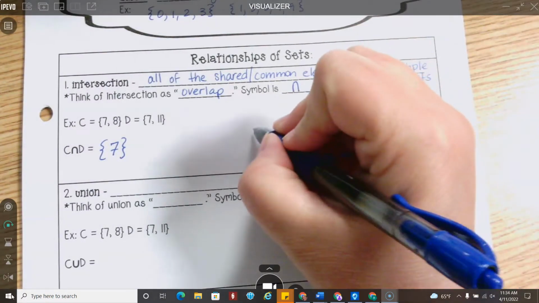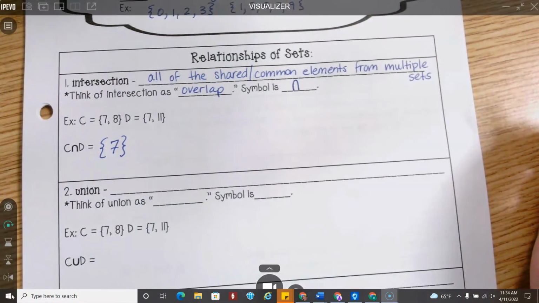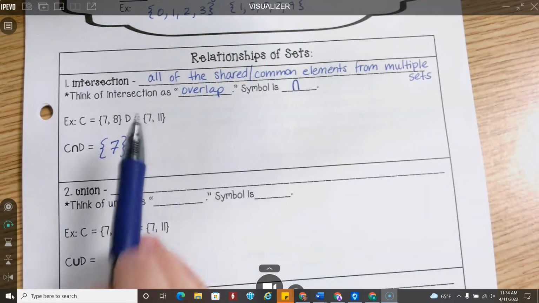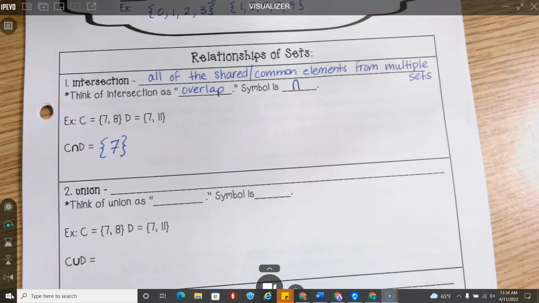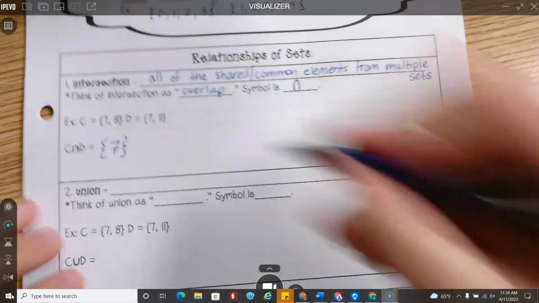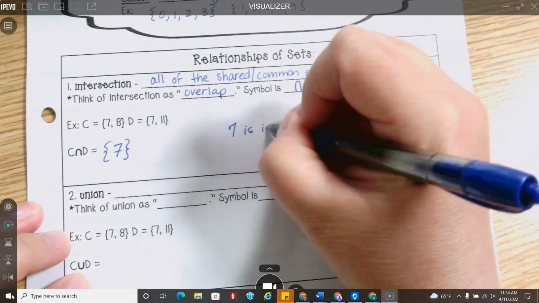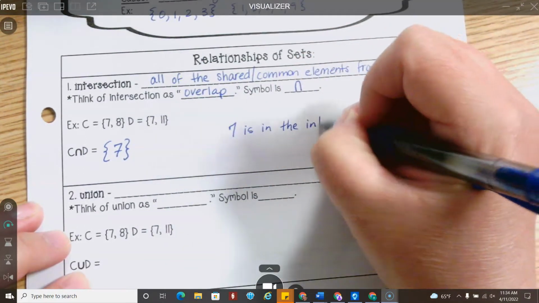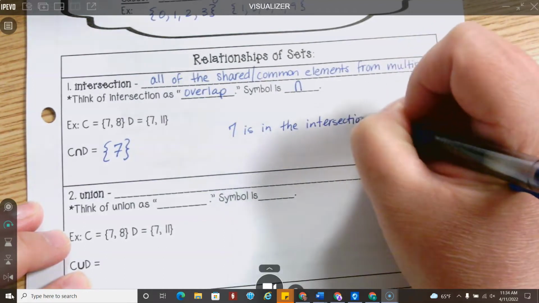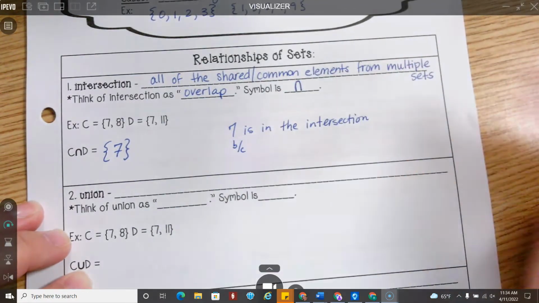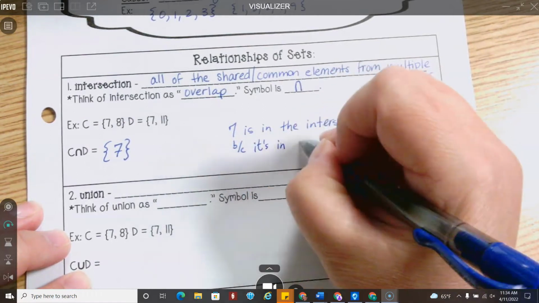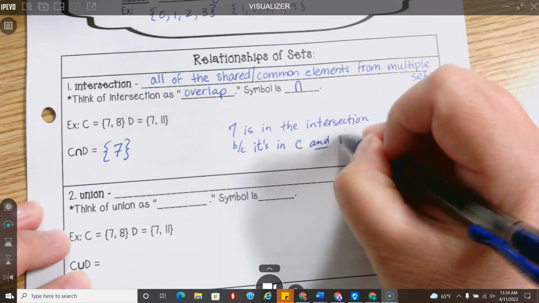Okay, so sometimes we talk about intersection as being "and," and it's not just "and." There's a very specific way we have to talk about how it's "and," because it's not "and" like this group and this group. It's more like individual membership. My element is a member of the intersection if it's in this group and it's in this group. Okay, so 7 is in the intersection because it's in C and in D. It's in both groups.